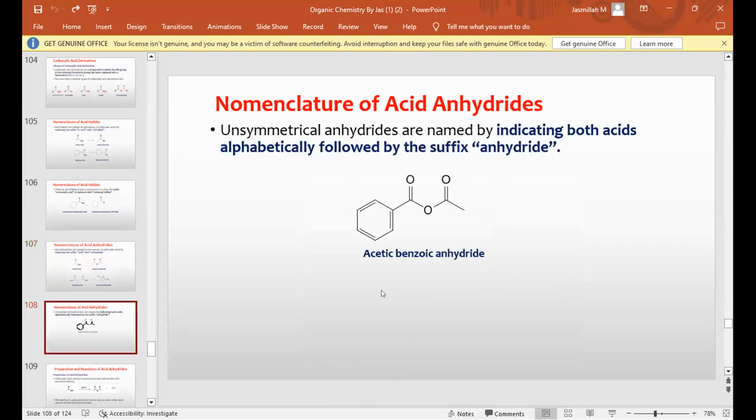So, naming of the acid anhydrides. Unsymmetrical anhydrides are named by indicating both acids alphabetically followed by the suffix anhydride. Let's say there was supposed to be another benzene here. No, there's no other benzene, sorry. You see on one side we have acetic acid, then on the other side it was benzoic acid. So we see acetic, benzoic, anhydride: one acid, the other acid, and then anhydride. But now we follow the alphabetic order.